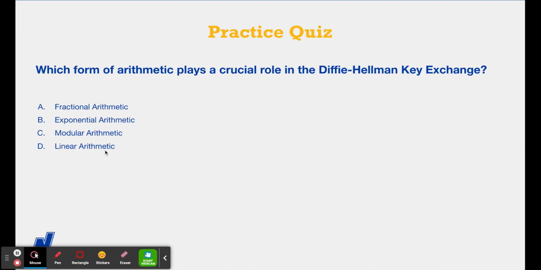Okay, let's go on to the next problem. I think this is our last quiz problem. I wish we had one more. Which form of arithmetic plays a crucial role in the Diffie-Hellman key exchange? Is it A, factorial arithmetic, exponential arithmetic, modular arithmetic, or linear arithmetic? This one should be a very easy one. As we talked about numerous times in the past, this is actually the modular arithmetic.